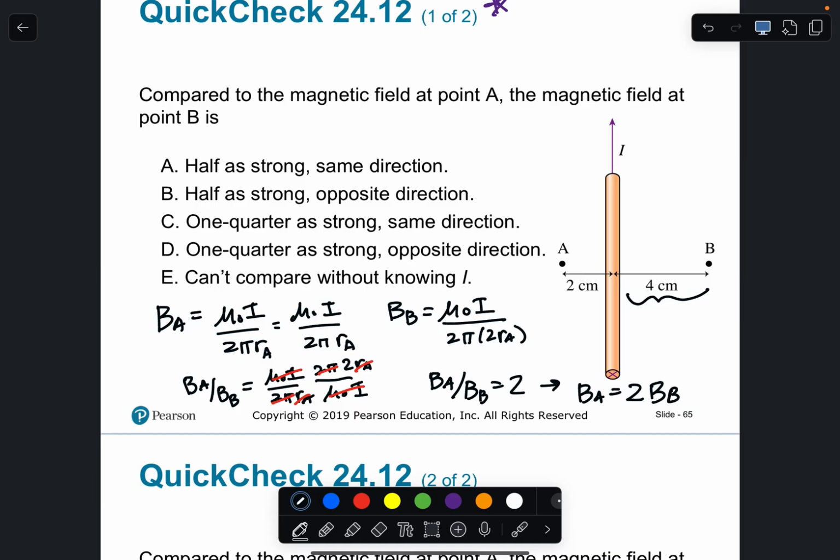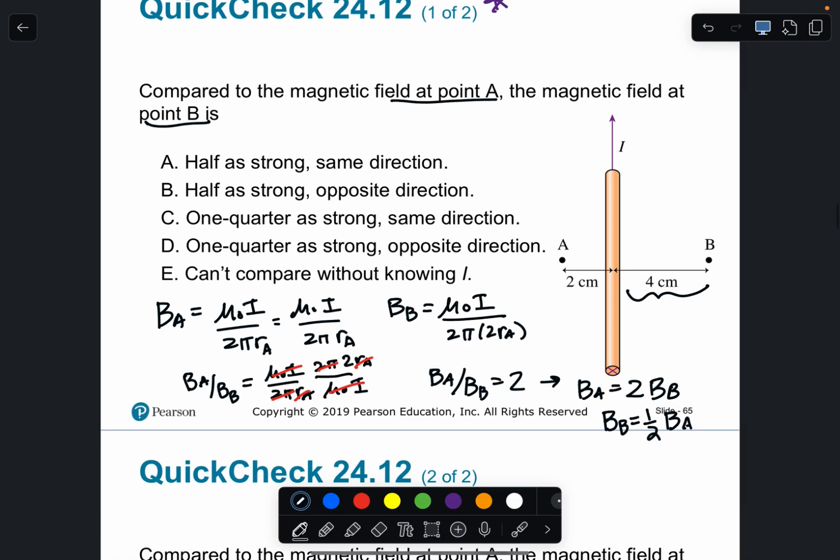Okay? So compared to A, B is half, right? So if I want to complete the sentence, I actually need to write B as a function of A. So B is actually half as strong as A. Okay? So it's half as strong, so we know we're either working with A or B.